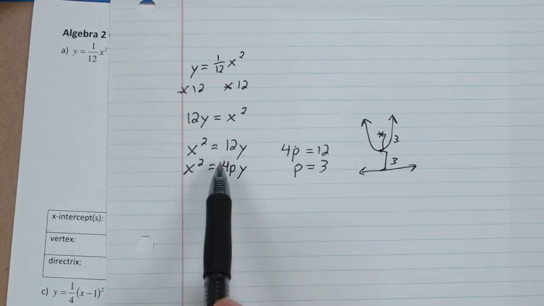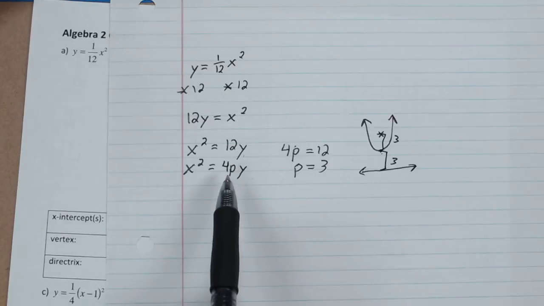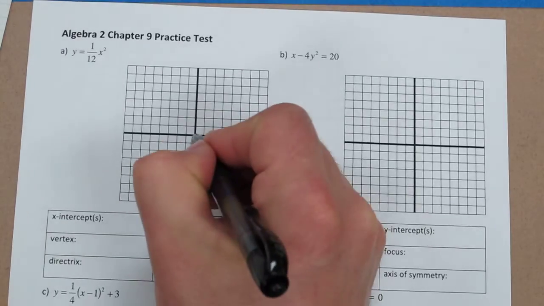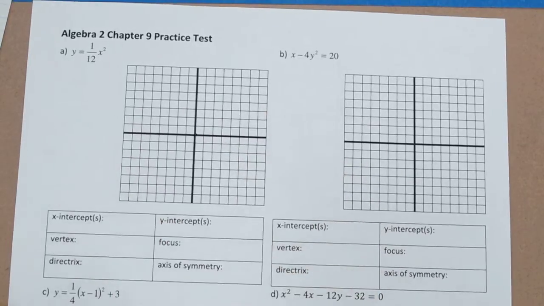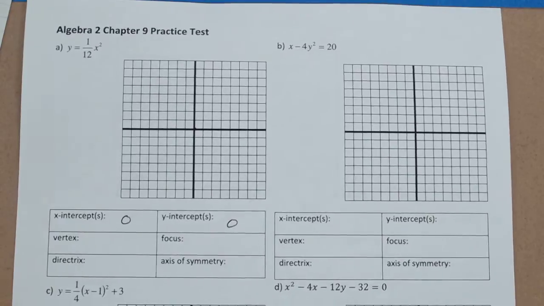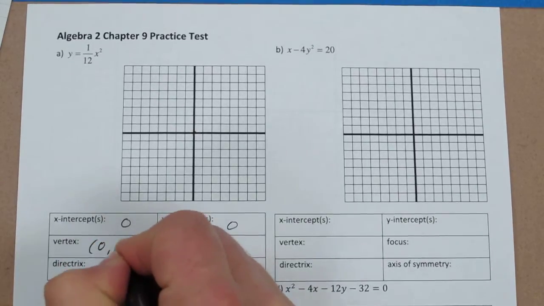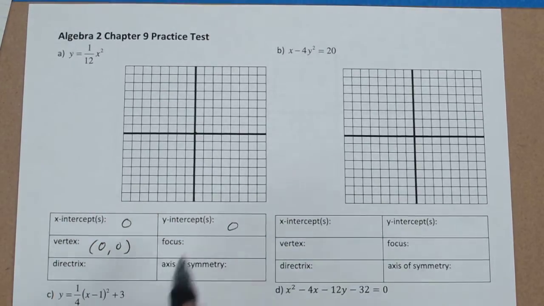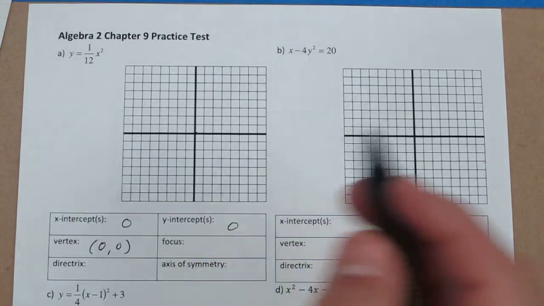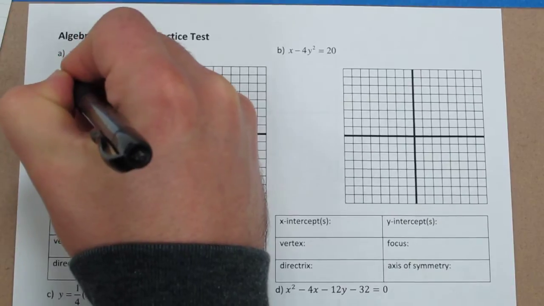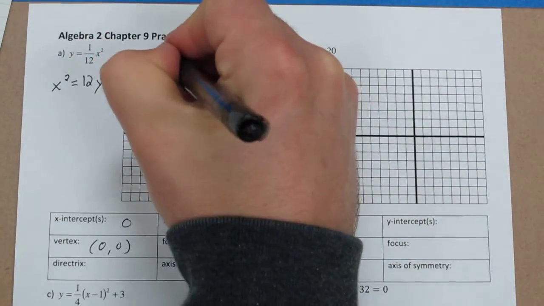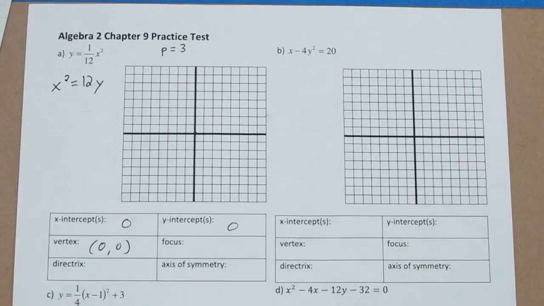Now this is the standard equation for a parabola with its vertex at the origin. So we know the vertex of the parabola is right here at 0, 0. That tells us our x-intercept is 0, our y-intercept is 0, and also the vertex is 0, 0. Next, from the vertex, the value of p was 3. Let me actually transfer some of this over. X squared equals 12y. And we know p equals 3 in this case.